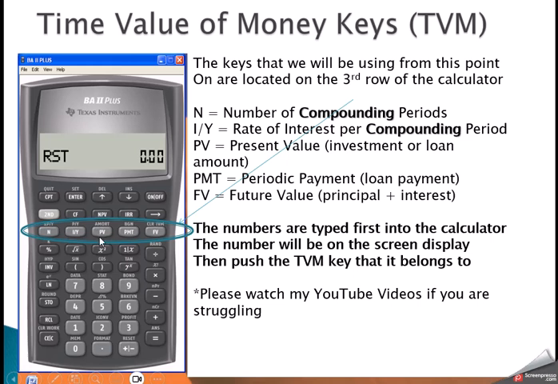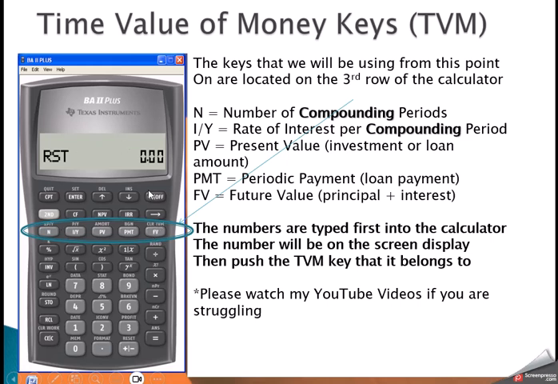The PV is the present value. What do I have today? What am I borrowing today? The payment is what we'll get into in our next chapter. It is an annuity. It's a steady stream of deposits that you make into a savings account or an IRA, or it's a steady stream of payments you are paying into a loan. So you got a car loan, you're paying the exact same amount for 5 years. That's our PMT. The FV is the future value. What does this investment turn into?